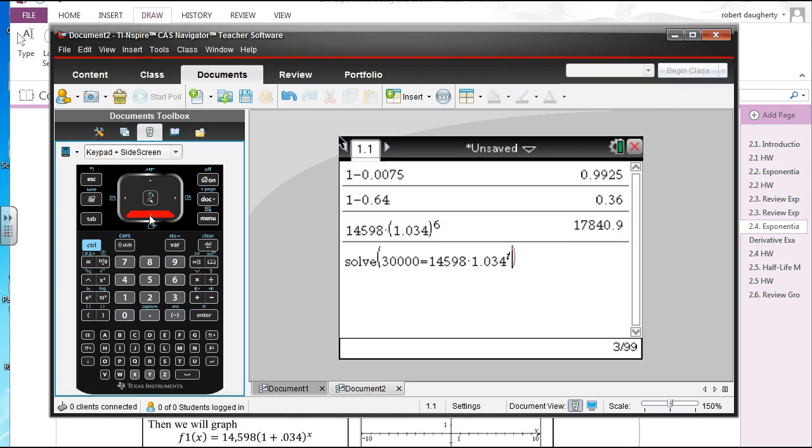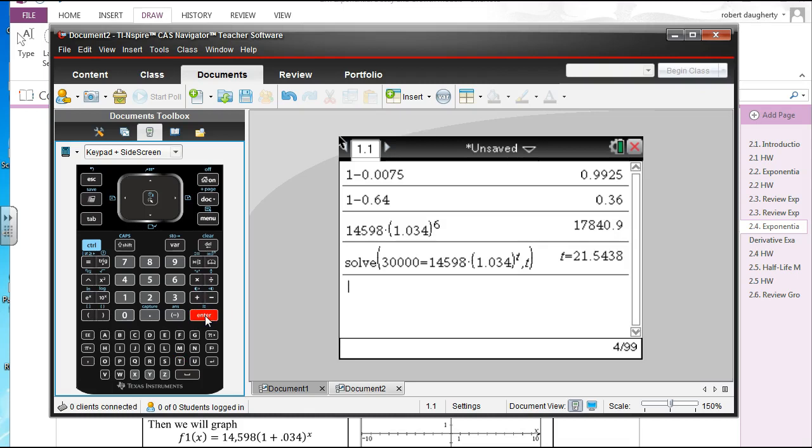Okay, so that is my equation. And then the next thing you have to do, very important, you just put comma and then t. What this means is solve this equation, 30,000 equal 14,598 times 1.034 to the t, solve it for t. You hit return and you get t is 21.54.